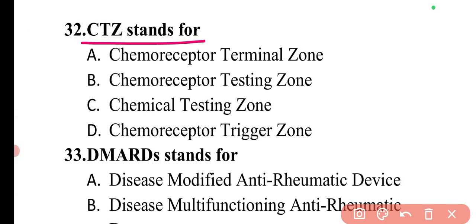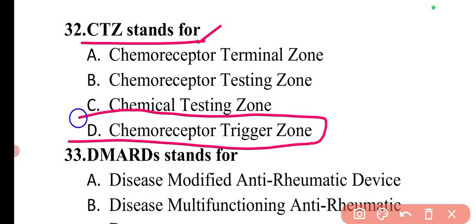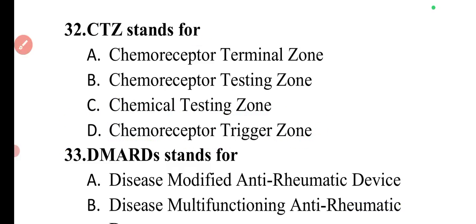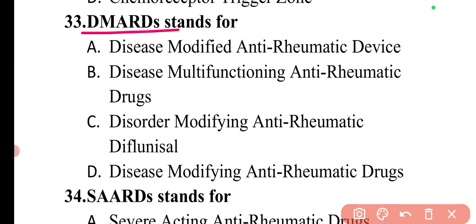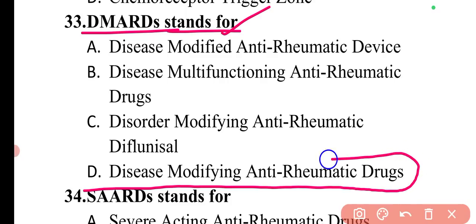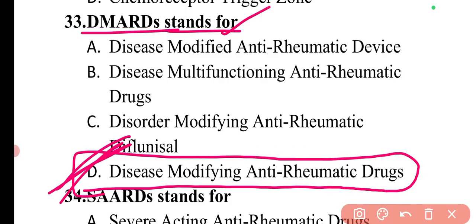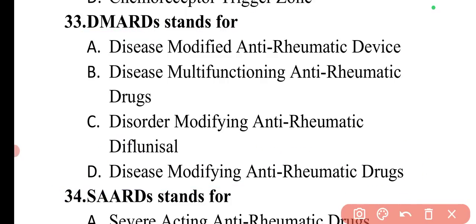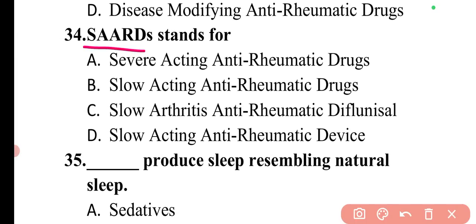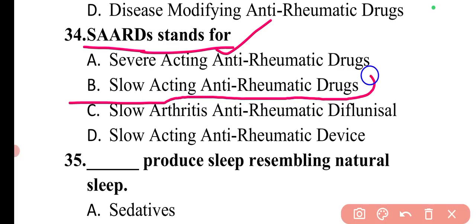Next question is, CTZ stands for. CTZ basically stands for chemoreceptor trigger zone. So here option D will be the correct answer. Next question is, DMARDs stands for. DMARDs basically stands for disease modifying anti-rheumatic drugs, and we have seen the classification of drugs under this class as well. Now we can move to next question. SAARDs stands for slow acting anti-rheumatic drugs. So here option B will be the correct answer.